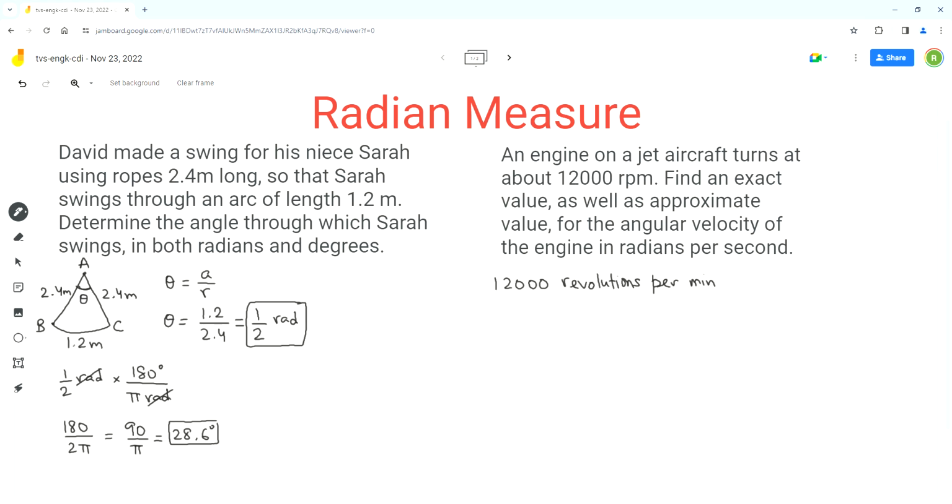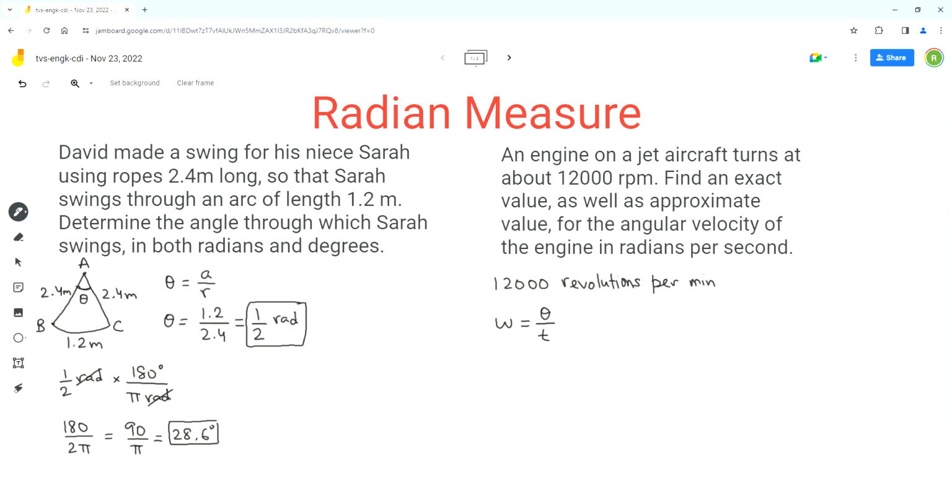Now we have to calculate the angular velocity in radians per second. Now angular velocity means the angle by which an object has rotated per unit of time. So there is a formula for angular velocity. So W, which is the symbol for angular velocity, is equal to theta over t, where theta represents the angle through which an object has rotated and t is the time it has taken the object to rotate by angle theta.